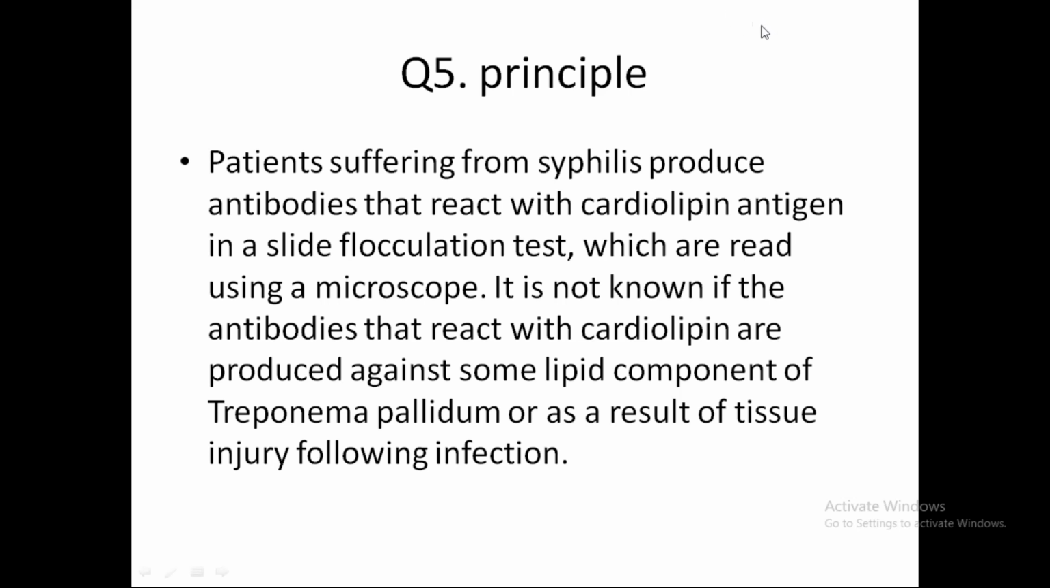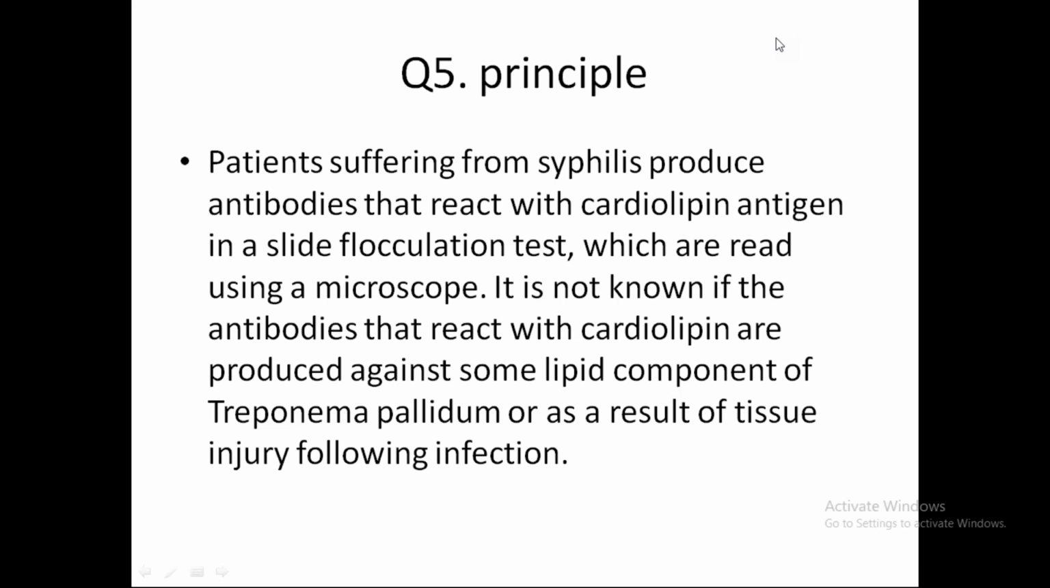So the principle is that patients who suffer from syphilis usually produce antibodies, right? When we suffer from an infection or disease, in response to the foreign substance, we usually produce antibodies. However, in this case, the antibodies that are produced usually react with the cardiolipin antigen that is usually extracted from other species. Now, what is this?